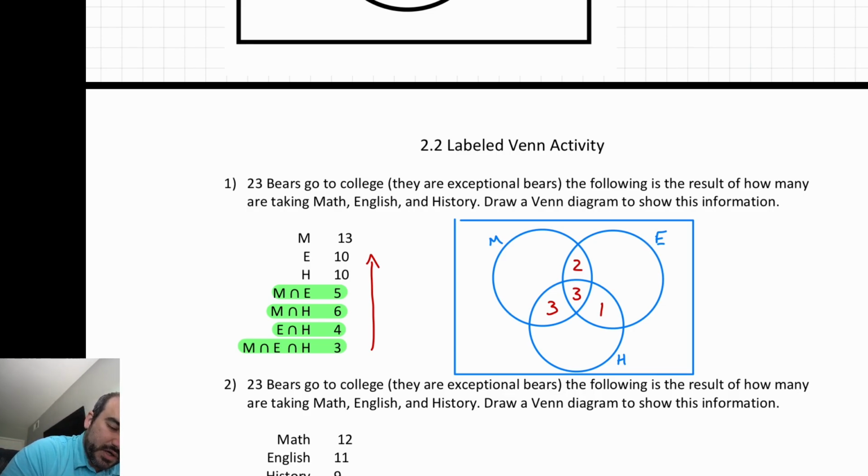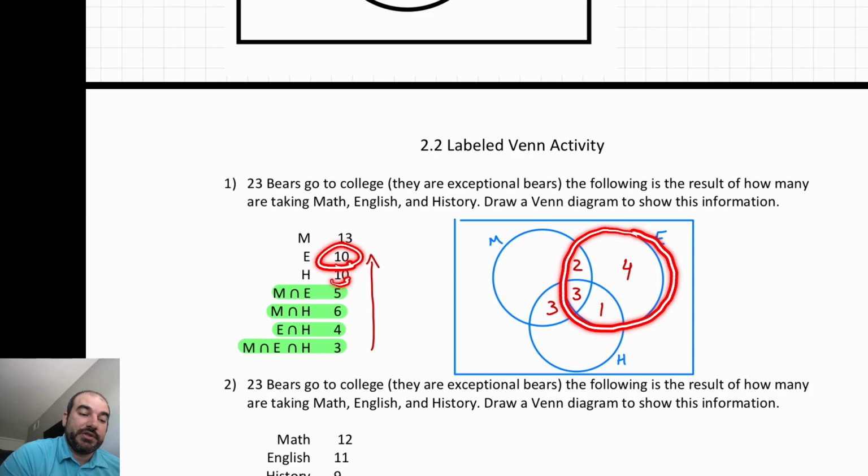So now if you take any of these circles, like English for example, remember the English circle is made up of 1, 2, 3, 4 regions that it's broken up into, right? And 3 of the regions we have numbers for. If we just add those 3 regions together, we see that we've accounted for 6 bears, right? 3 here, 2 here, and 1 here. That's a total of 6 bears. But we know that there's supposed to be 10 taking English, which means, good, we're going to put 4 out here so that when we look at the total of English, which is all of these numbers together, that should match what we're seeing over here for English.